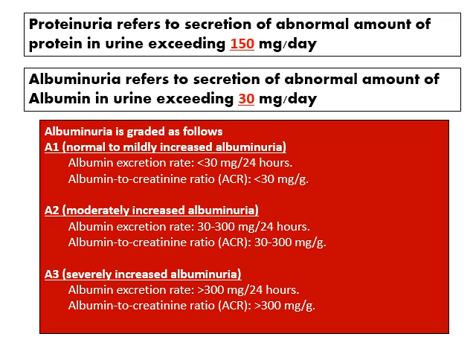So, proteinuria is considered when the total daily protein excretion is more than 150 mg per day, and albuminuria is considered when the daily albumin excretion is more than 30 mg per day. And according to these levels, albuminuria is further classified into A1, A2, or A3. A1 is considered normal with albumin excretion rate less than 30 mg per 24 hours. A2 is considered moderate with albumin excretion rate between 30 to 300, and A3 is severely increased albuminuria with albumin excretion rate exceeding 300 mg per day.